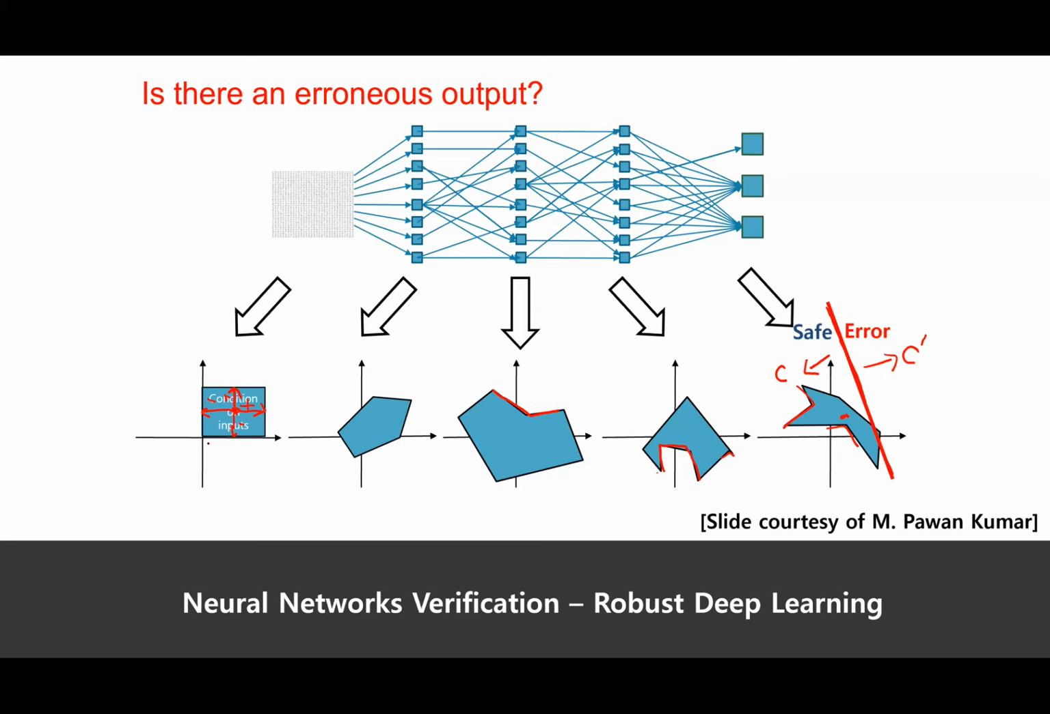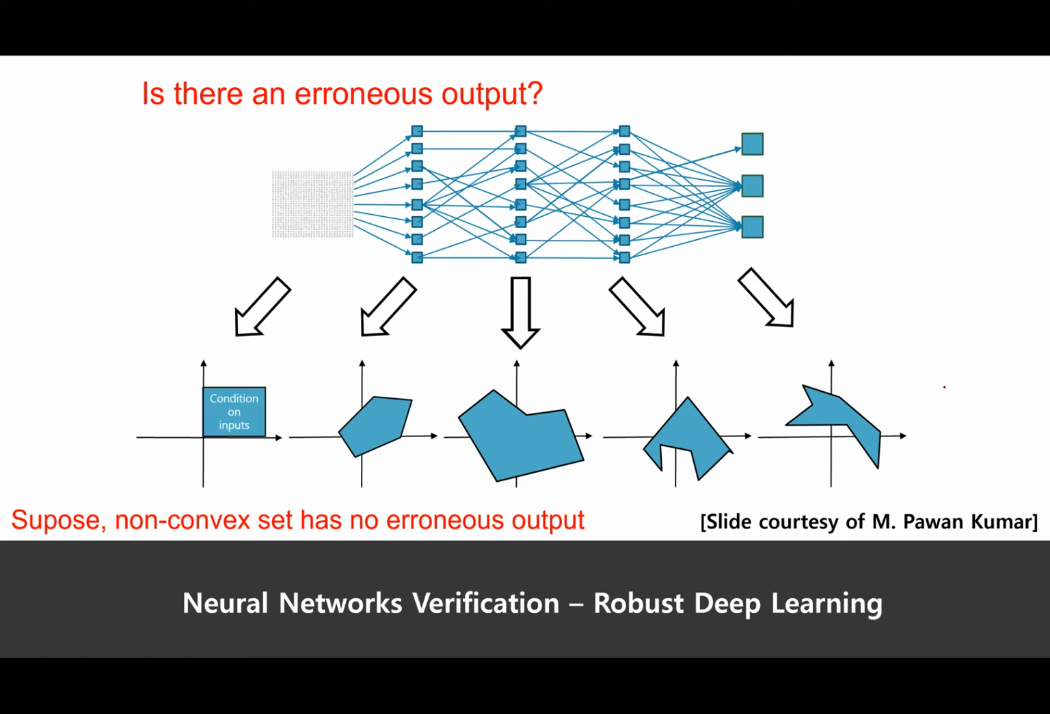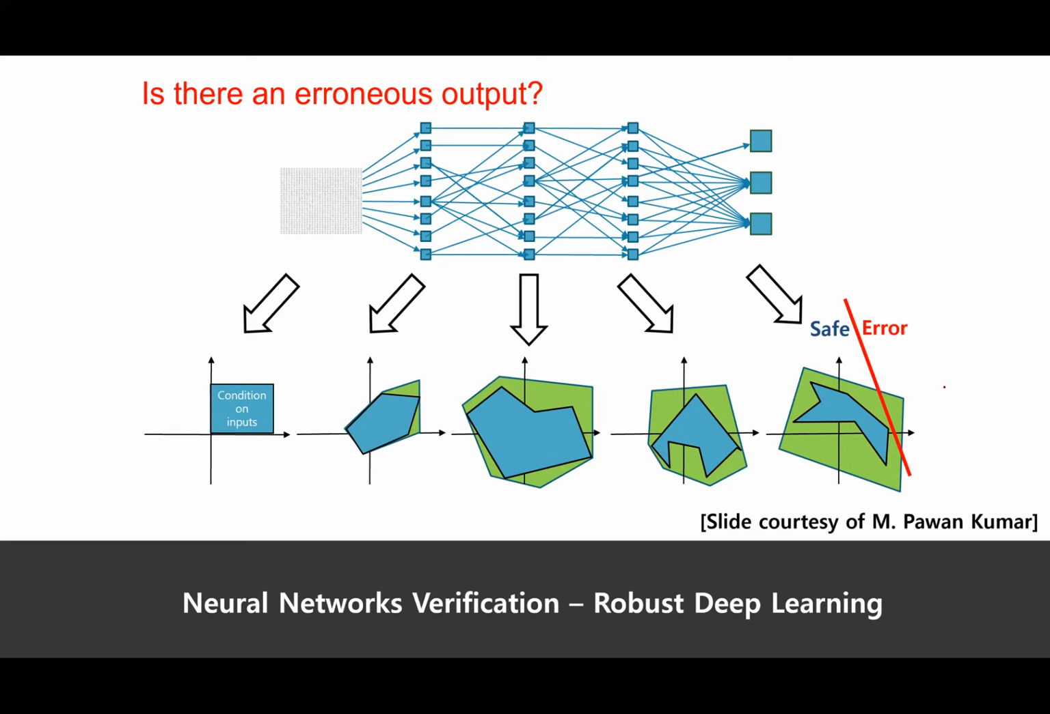The non-convexity makes the problem NP-hard. In principle, verifying this is NP-hard, right? So our goal is to find a convex superset that is as tight as possible around the original non-convex space. Originally there is a good case and a bad case, and only this part is bad. If we use a convex superset, this part becomes error too, right? We have more error, but we wish to reduce this error. The non-convex set has no error in itself, but the superset does, so we wish to make it tight.